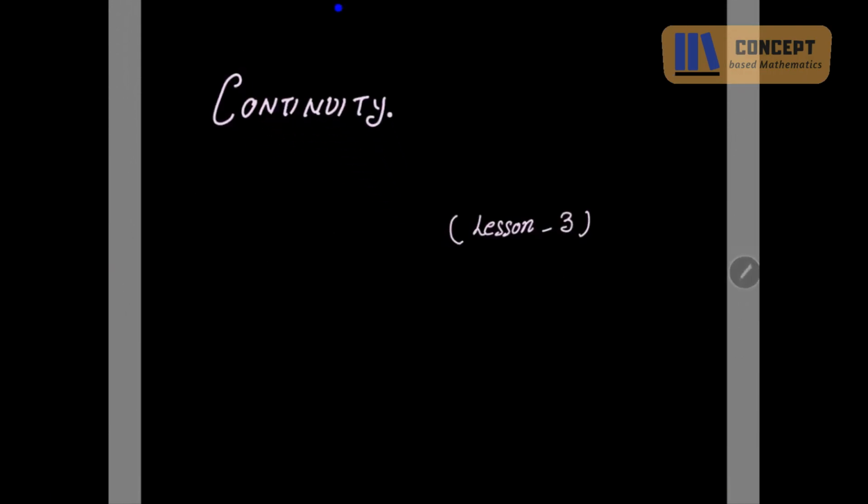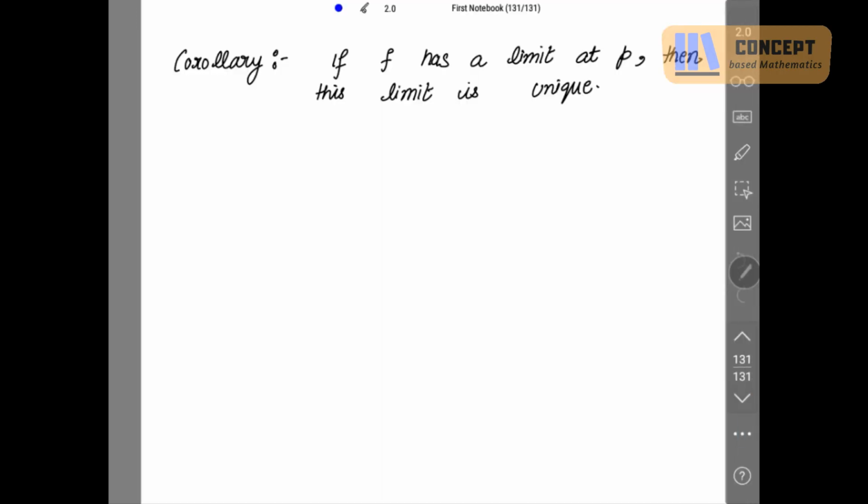Alright, let's start with lesson 3, continuity. Now this is a corollary we have to prove, which is based on the last theorem we did in the previous video, the very easy one. If f has a limit at a point P, then this limit is unique. Okay, so let's start with the proof.